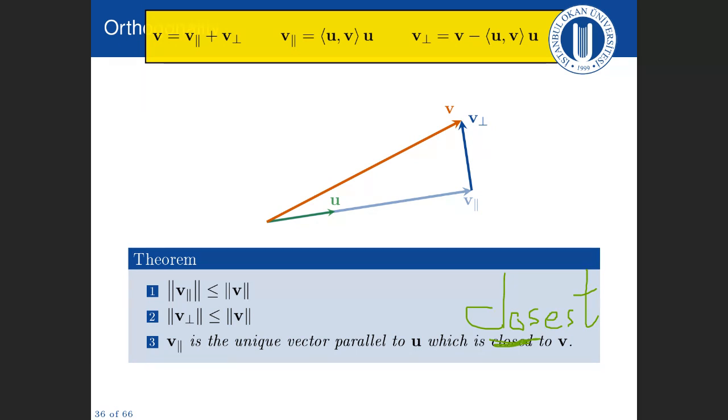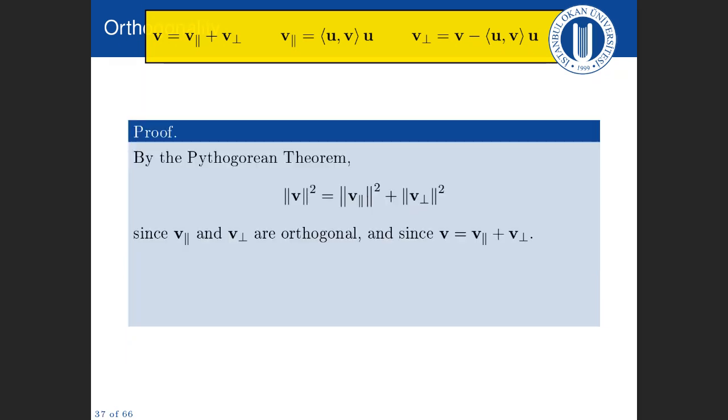Let's prove these. 1 and 2 are straightforward. 1 and 2 come straight away from the Pythagorean principle. v is equal to v parallel plus v perpendicular. v parallel and v perpendicular are orthogonal. So the norm of v squared is equal to the norm of v parallel squared plus the norm of v perpendicular squared. So straight away we can see that rules 1 and 2 are true. The norm of v parallel must be less than or equal to the norm of v, and the norm of v perpendicular must be less than or equal to the norm of v. So that just leaves us part 3 to prove.